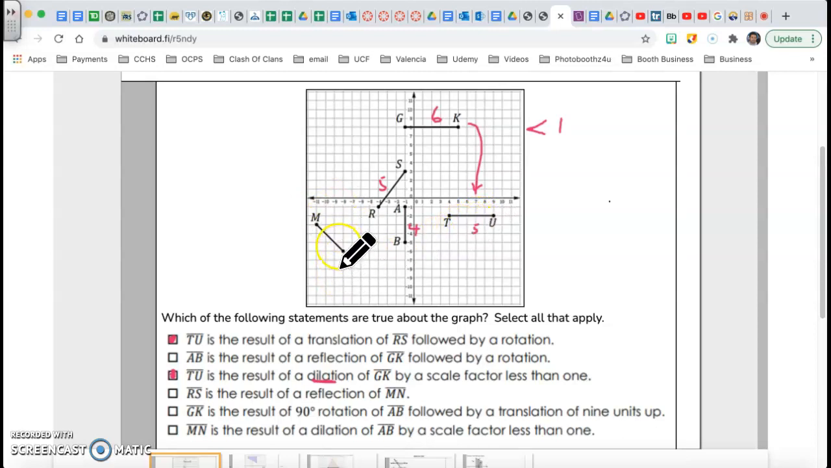But right now, MN and AB have different orientation. And they're saying MN is the result of a dilation of AB by a scale factor less than 1. But they're not saying anything else. So no, it does not make sense whatsoever.